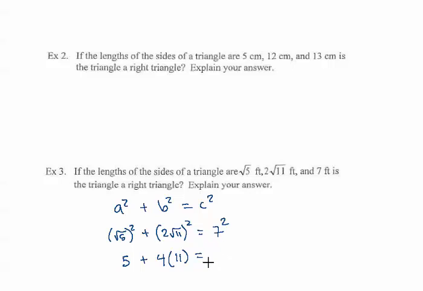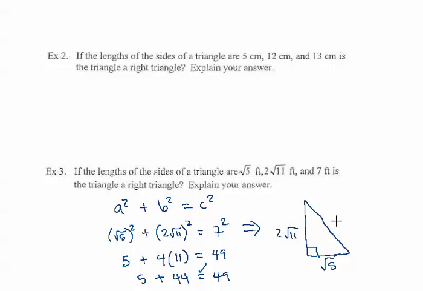So here on the right side, 7 squared is 49, and back on the left we have a 5 plus a 44, which does give us 49. So these numbers that we were given obey this formula. Therefore, we can say that these dimensions do form a right triangle. Square root of 5, 2 square root of 11, and then this side, the hypotenuse, would measure 7.